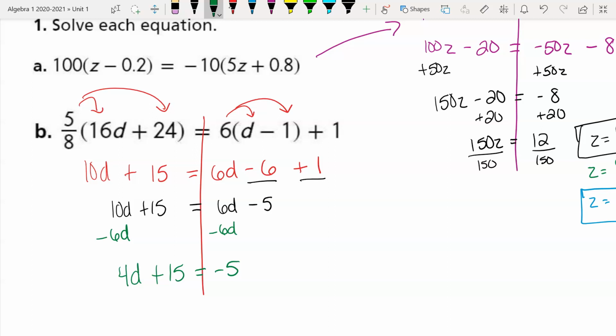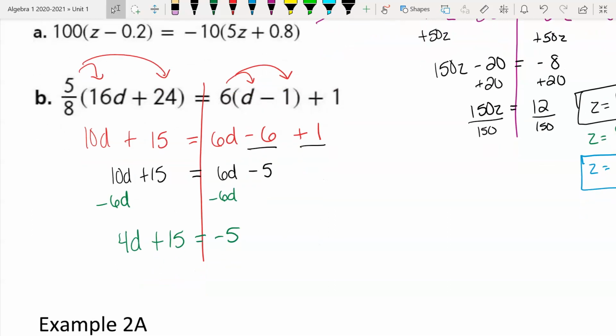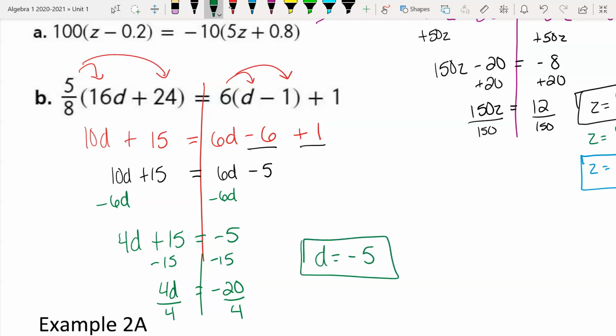The reason why I chose to subtract 6d instead of subtracting 10d, which you can do either way, is because I like for my variable, my letter, to be positive. So 10 is bigger than 6. So I'm going to subtract that over. That way I have 4. So when I subtract 15, again, you would type most of this into your calculator as you're going. You get negative 20. You're going to divide by 4, and I get negative 5. And that is solving an equation with variables on both sides. So those are the most basic examples.